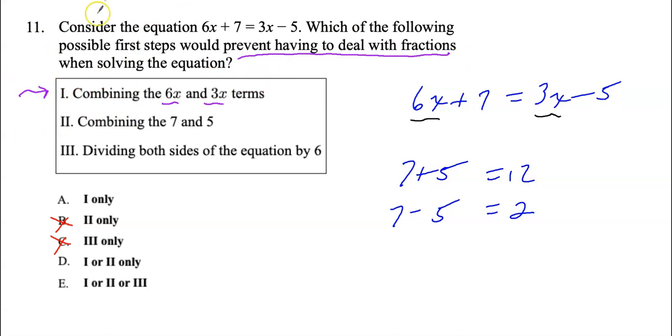So I know that Roman numeral 2 has to be part of my answer choice. So anything that doesn't have a Roman numeral 2, I get rid of. This doesn't. And these two do. So now I have a 50-50 chance of guessing. Now let's look at the last step. Dividing both sides of the equation by 6. Now I'm going to have to use the actual equation.